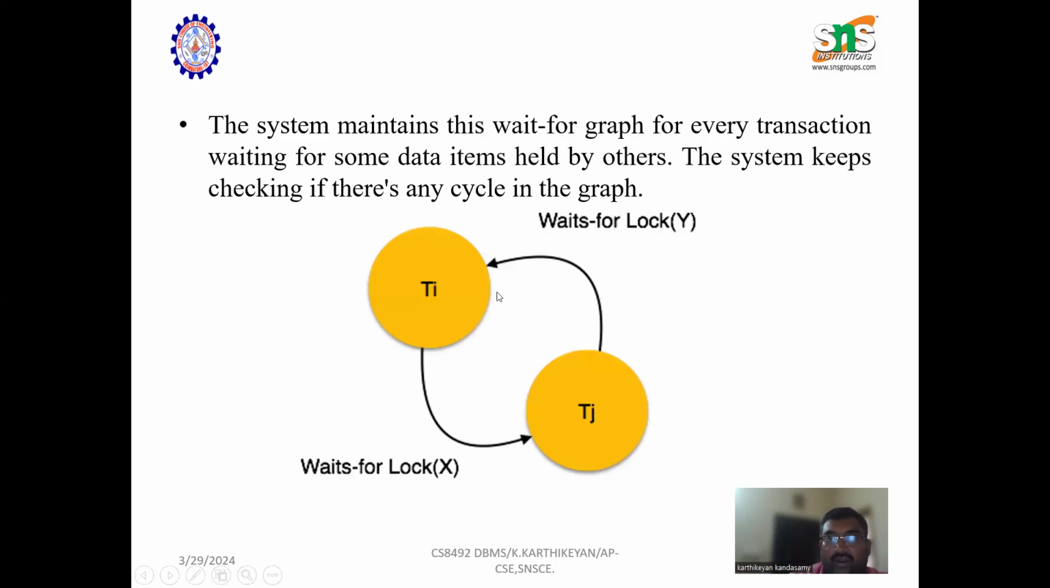This is the wait-for graph. The system maintains a wait-for graph for every transaction waiting for some data item held by others. The system keeps checking if there is any cycle in the graph. This is wait for lock X and wait for lock Y.